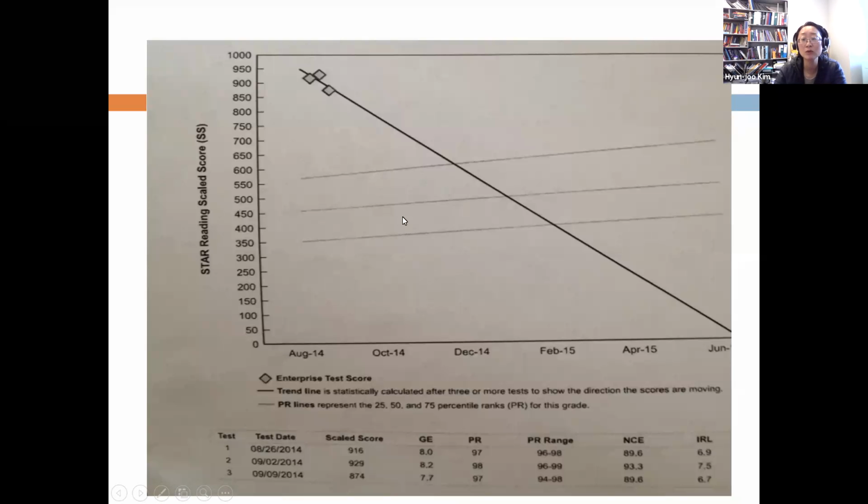The report includes test scores. As you can see, there are 3 points here. In the first STAR test, the student got about 900, then the second one a little bit above, and the third one a little bit below 900. The report also includes the 25th percentile, 50th percentile, and 75th percentile for fourth graders in general.